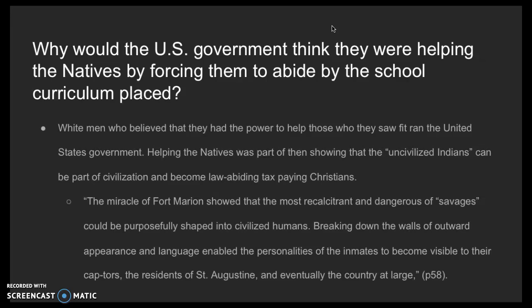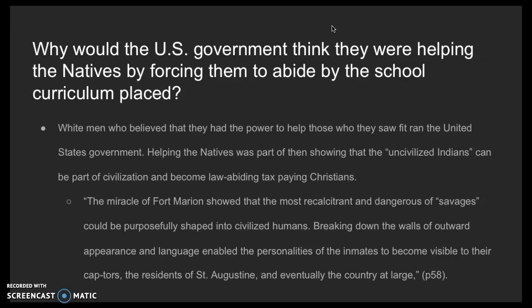White men who believed that they had the power to help those who they saw fit ran the United States government, which is true during the beginning. It's not true now, but still. Helping the natives is part of them showing that the uncivilized Indians can be part of civilization and become law-abiding, tax-paying Christians. Here's another interpretation.